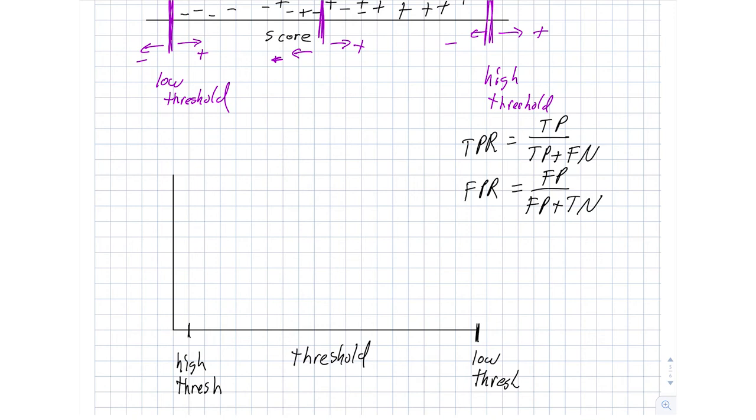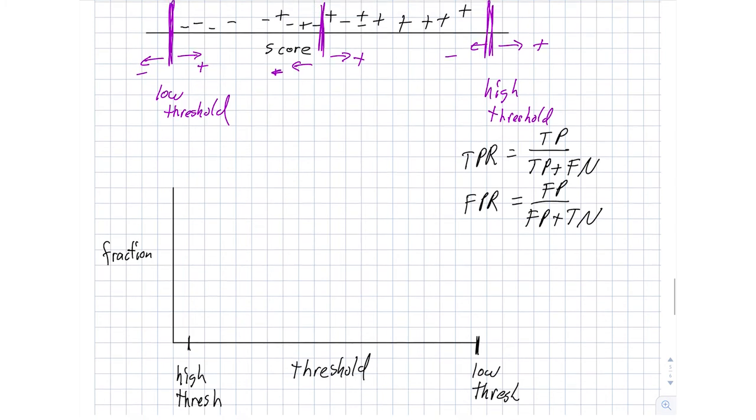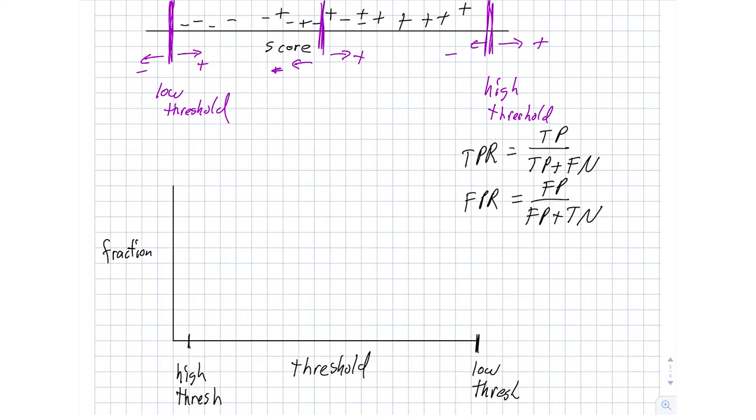You'll see why I want to do this. And then this is going to be essentially a fraction or a probability. And actually it's our true positive rate and our false positive rate. We'll plot both of those on the same axis. So for the low threshold case, looking up above here, that's this scenario right here, we are labeling all of our samples as positives.